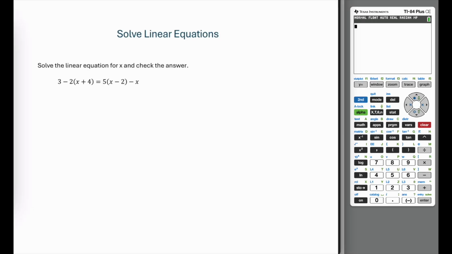Solve the linear equation for x and check your answer. The first thing that we need to do is to simplify both sides of this linear equation. And to do that, we're going to distribute the 2 into this parentheses, distribute the 5 into the second parentheses, and then we'll combine like terms on each side.